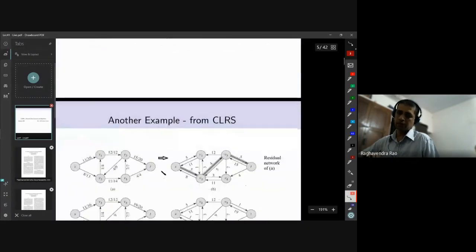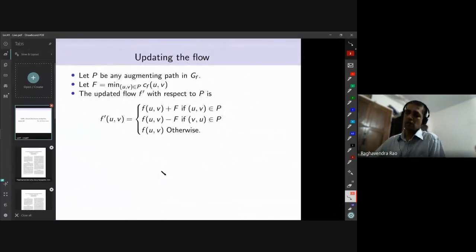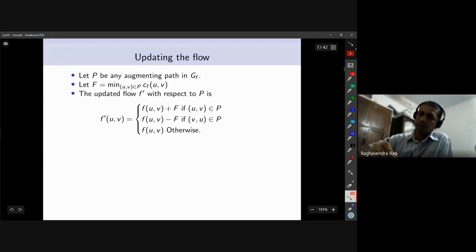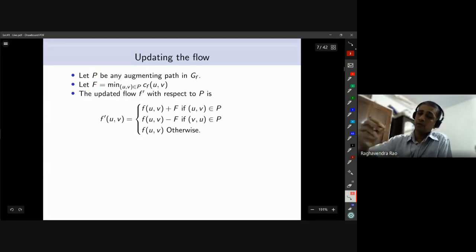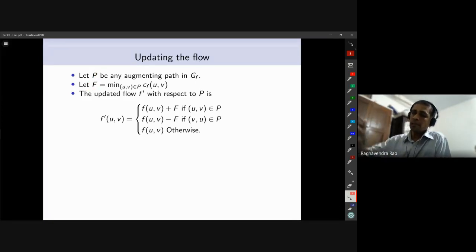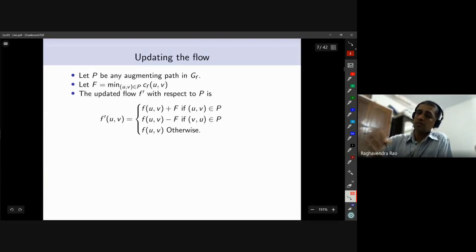Okay, so let's continue from where we left in the last lecture. This was the updated flow. We took an augmenting path and looked at the edge with the least capacity in the residual network, that is the least value of c_f. Call that value F. Then we update the flow accordingly. If the orientation of the edge is in accordance with the augmenting path, you add the value F. If it is in the opposite direction, you take away the flow, reducing the value. Otherwise you keep it as is.